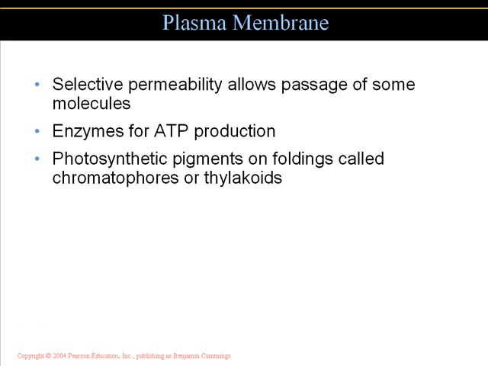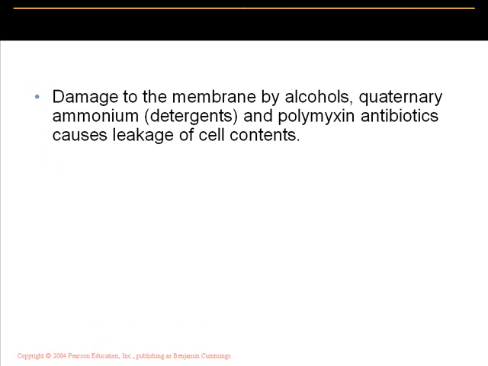Now, let's talk about selective permeability, one of the major characteristics of the plasma membrane, which allows the passage of some molecules. Enzymes for ATP production, for example, are allowed to pass. Photosynthetic pigments on infolding called chromatophores and thylakoids, as I referred to earlier. Damage to the membrane by alcohol, quaternary ammonias, detergents, polymyxin, and antibiotics causes leakage of cell contents.